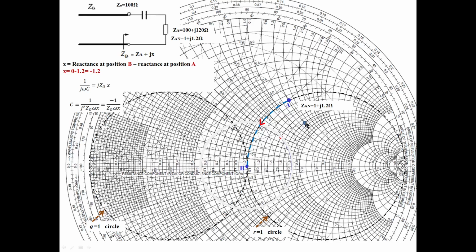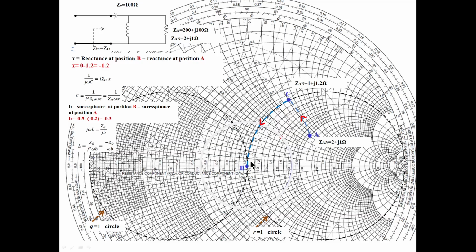If it is not on the R is equal to one circle or the G is equal to one circle, in such a case, from this point move either over a resistance circle like this or a conductance circle like this, and reach the nearest G is equal to one circle or R is equal to one circle. So what I am doing from here is moving like this on the conductance circle, and I am reaching the R is equal to one circle. From here I will move like this. Moving from here to here, add one element, and next from here to here you have to move.